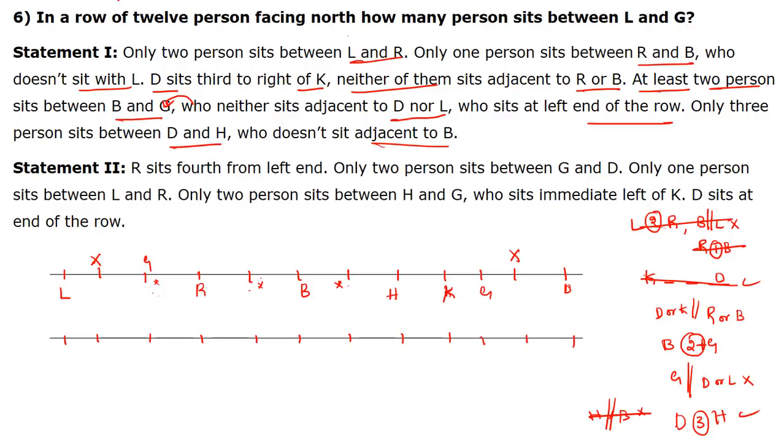So see here, friends, firstly we did not read the question itself. In row 1, 12 persons facing north, how many persons sit between L and G? So we need to find out how many persons will be sitting between L and G. It can be 1 person as well as it can be from here to here. So it is going to make 2 possibilities. We cannot come to a conclusion.